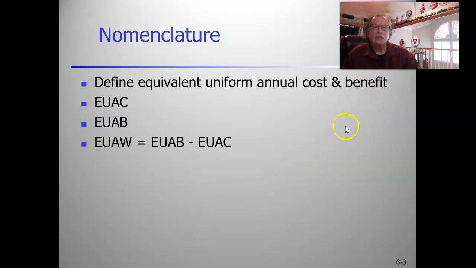So let's talk about the nomenclature here. We have EUAC, the equivalent uniform annual cost. I will also refer to it as annual costs. EUAB is equivalent uniform annual benefits, and I'll refer to those as annual benefits sometimes. And EUAW is equivalent uniform annual worth, and sometimes I'll refer to this as the annual worth method. This is the annual cash flow analysis method.